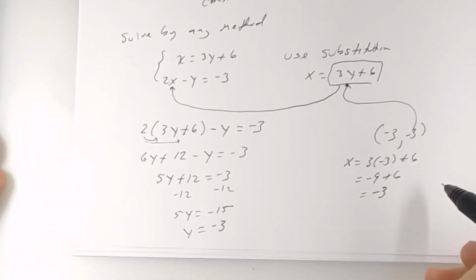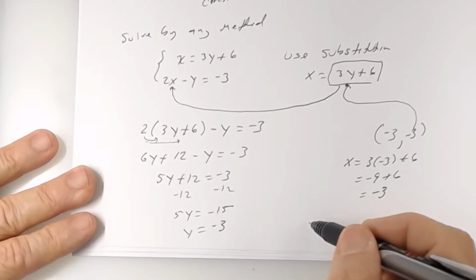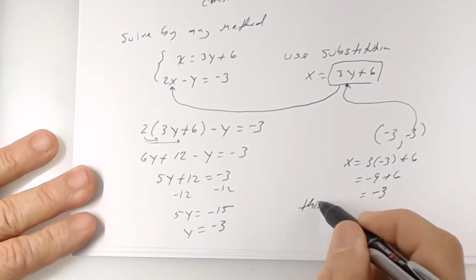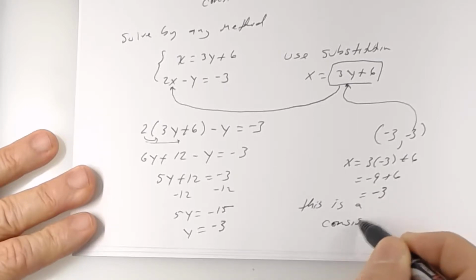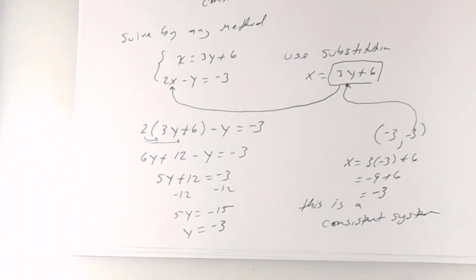So is this system consistent or inconsistent? Consistent, because you have at least one solution. So the system is a consistent system. So this is a consistent system because you have at least one solution. Okay? All right, number 2.